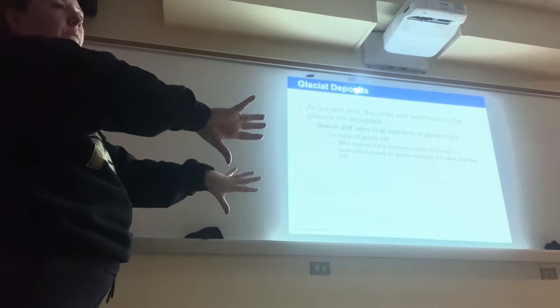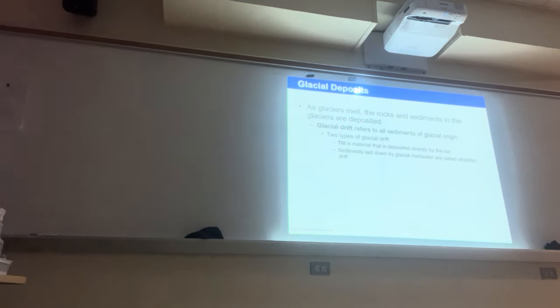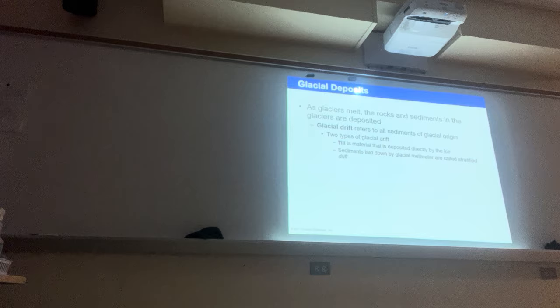That's till. Stratified drift is going to be the second type. Stratified, we know, means layered, or in this case, sorted. So when meltwater near the front of the glacier carries some of the sediment, it is then going to get sorted, with larger pieces being dropped off first, smaller pieces being deposited later. Till is not going to be sorted because it's just all dumped off together at one spot.